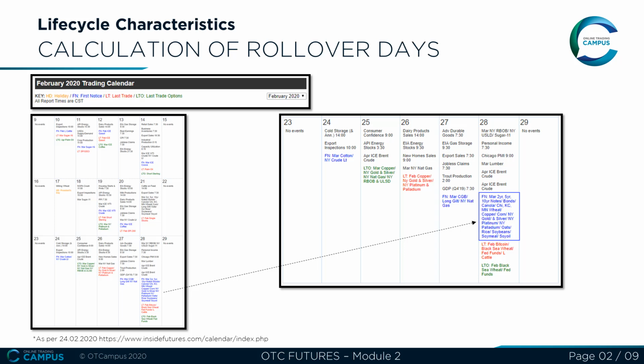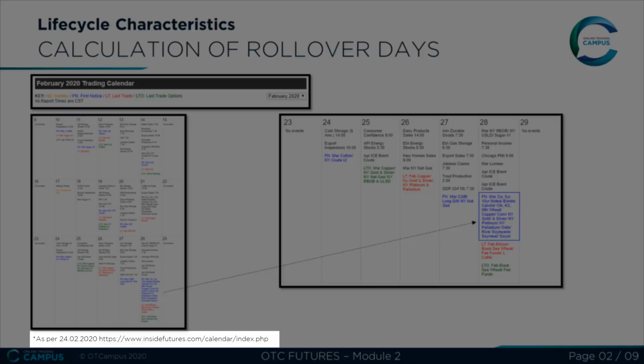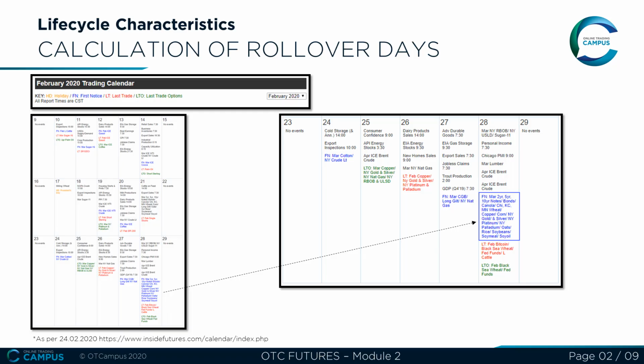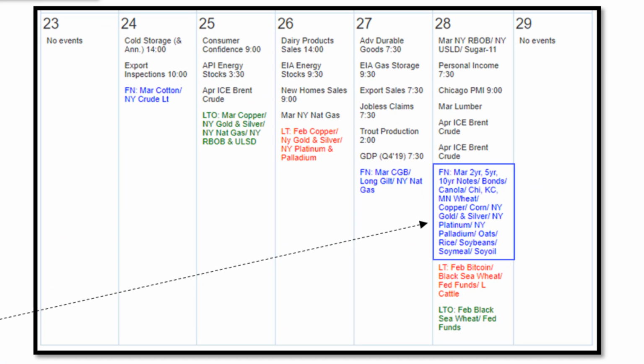You're probably wondering where you get the information of a commodity futures contract's FND or LTD. There are many calendars on the internet and the exchanges will list them on their calendars too. One drawback to using an exchange calendar is that you only see listed the products that trade on that exchange. Here's a link to a website that lists all of the notice days you will need. It's www.insidefutures.com/calendar/index.php.